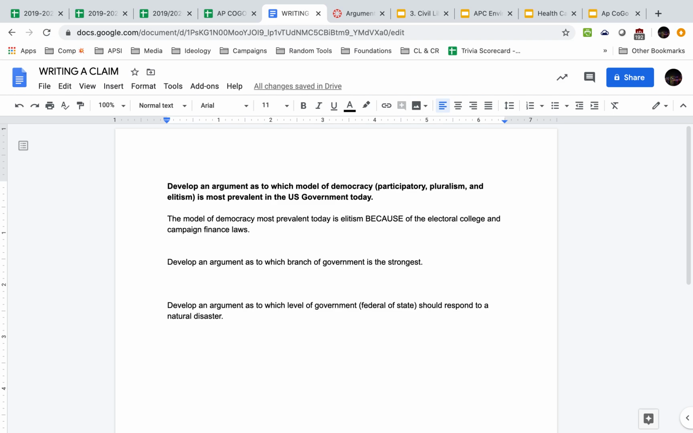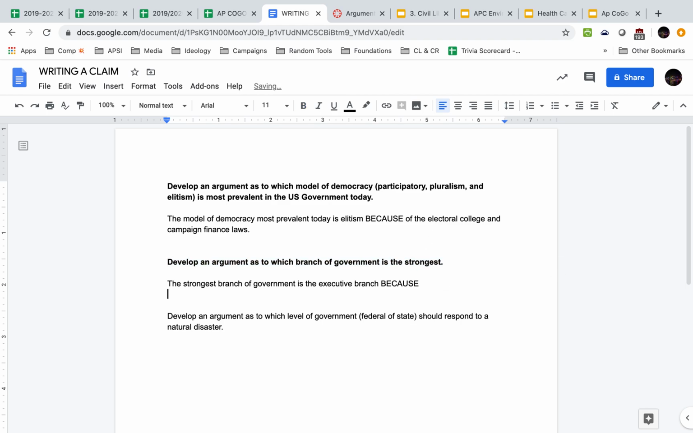Let's look at the next one. Develop an argument as to which branch of government is the strongest. So let's say I take this one and I say the strongest branch of government is the executive branch. I've restated the prompt so far. Now I put because, and I put it in all caps because it really points out that you're going beyond just restating the prompt. You're saying a little bit more.